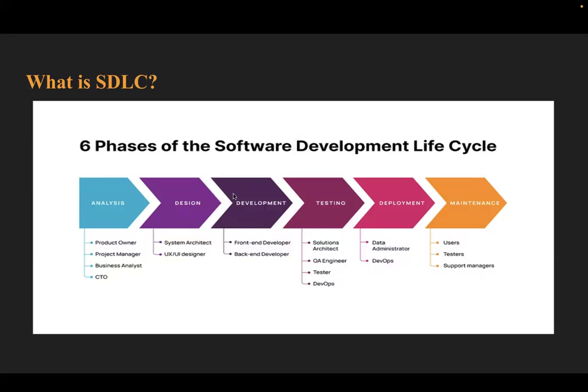Next, the development phase. In the development phase of SDLC, people select one programming language, whether it's .NET, Java, or any other programming language that suits the customer requirements of the application. They choose one programming language and start developing the application with it. That is the development phase.